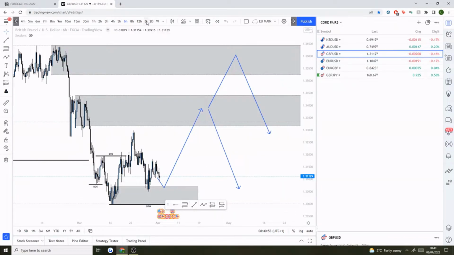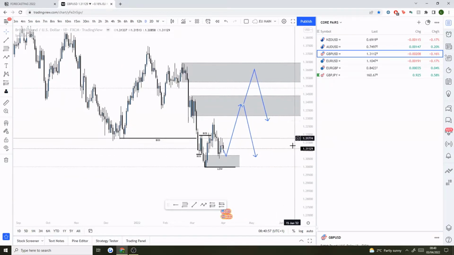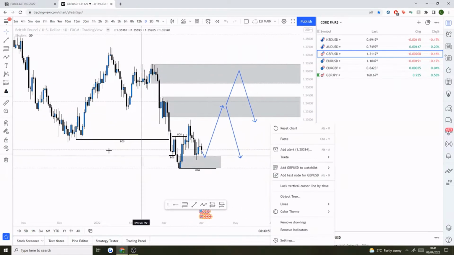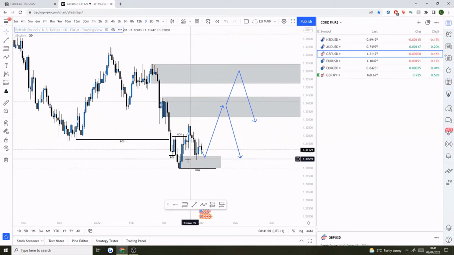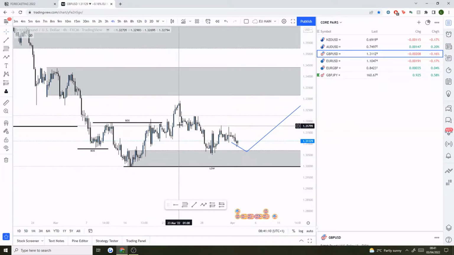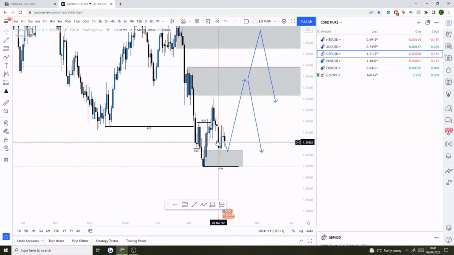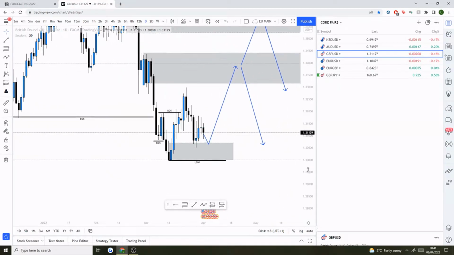Alright, so moving on to pound dollar. Same structure as last week on the daily. We had break of structure to the low, break of structure to the low, and then a break of structure to the high. Now, the 4 hour that I was looking at last week did just get violated, and to be fair, I made a mistake with the analysis there because I should have been more aware of what was going on on the high time frames, the daily and 12 hour. But this week I'm aware of that.